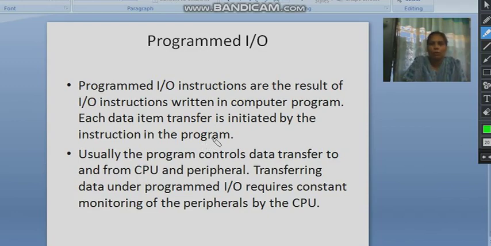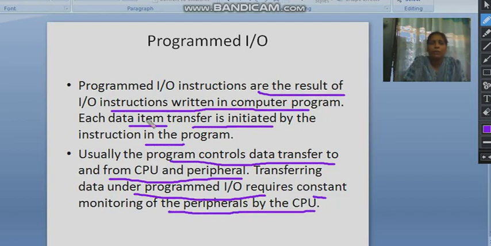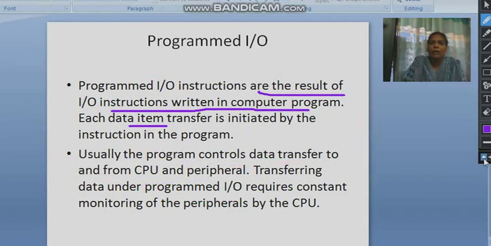the input output operations. Programmed IO operations are the result of IO instructions written in the computer program. Each data item transfer is initiated by an instruction in the program. Usually the program controls data transfer to and from the CPU and peripheral. Transferring data under programmed IO requires constant monitoring of peripherals by the CPU. So the CPU plays a major role here, and each input output activity is handled by an instruction.